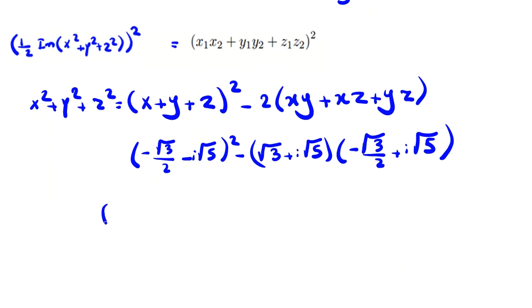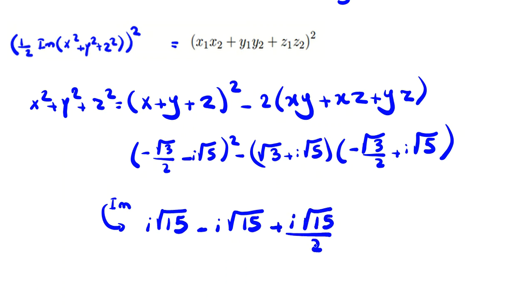So we need only find the imaginary part of that and then divide by 2, then square. So if we consider the imaginary part, we don't need to calculate it completely. It will be what? 2 times this times this. It will be 2 times this. They will be cancelled. Root 3. It will be i root 15. And the next part, root 3 times this, minus i root 15. And the next part, this times this, minus minus plus i root 15 over 2.